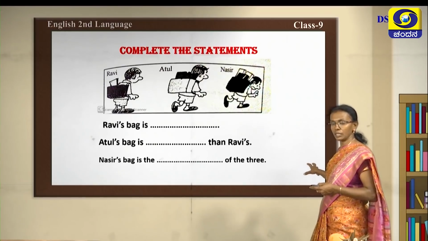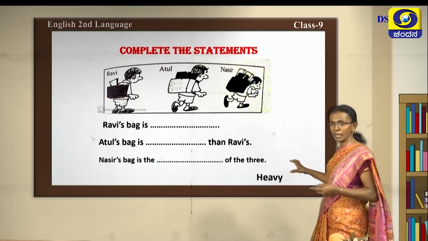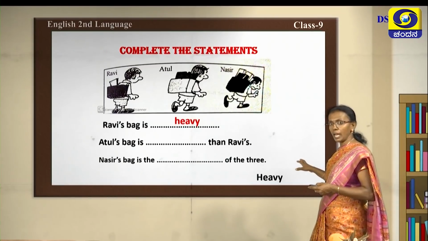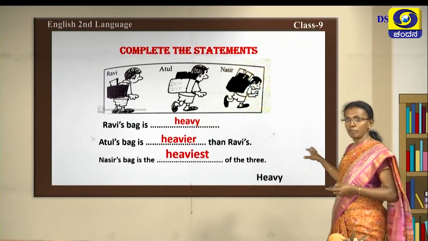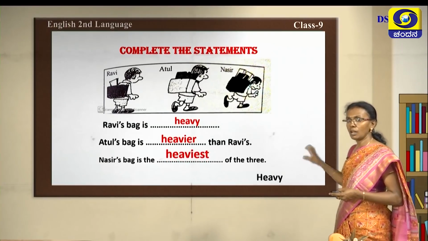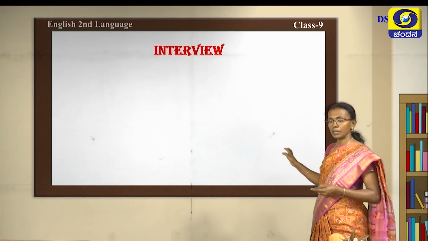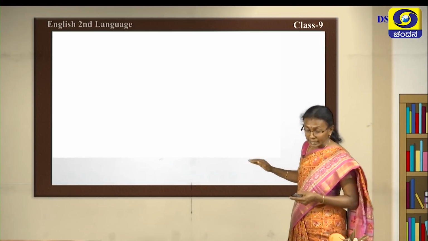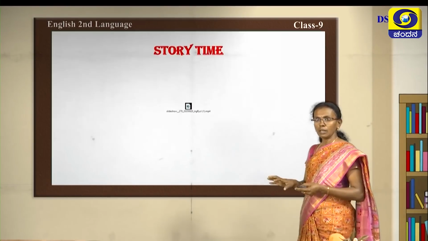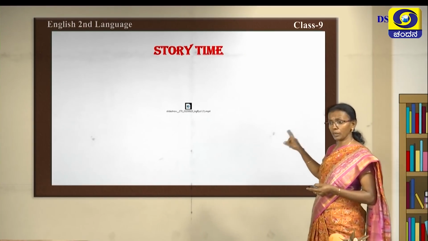Okay, we have taken the adjective heavy. So, what will be the answer? Ravi's bag is heavy and Atul's bag is heavier than Ravi's, and finally, Nasir's bag is the heaviest of the three. So, we have completed our, what is that called? Degrees of comparison.